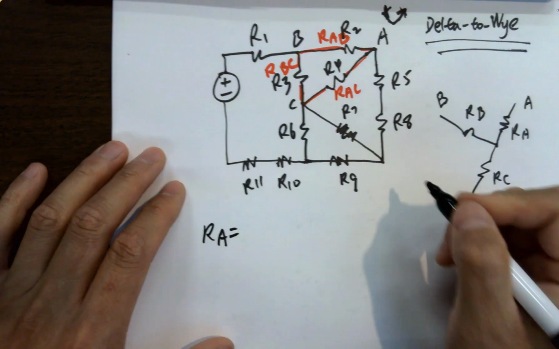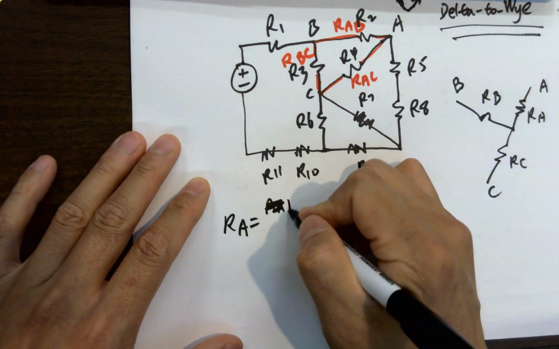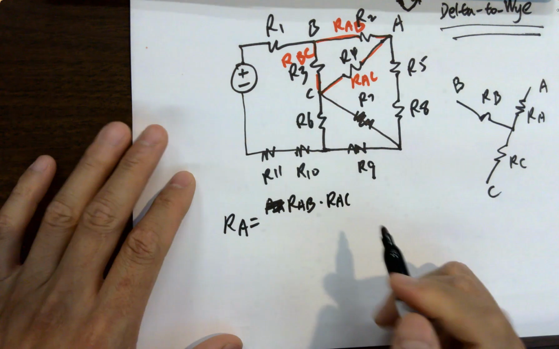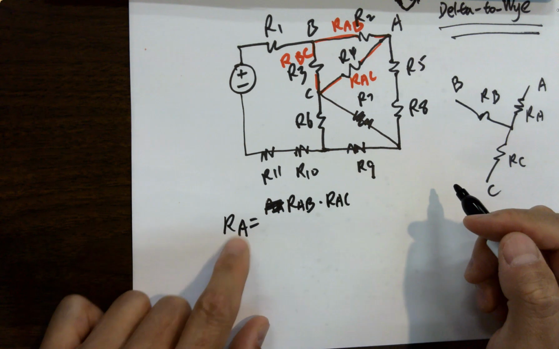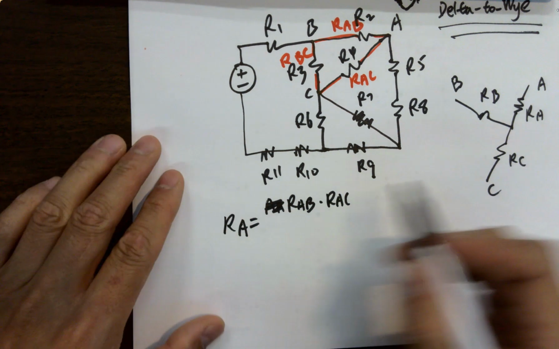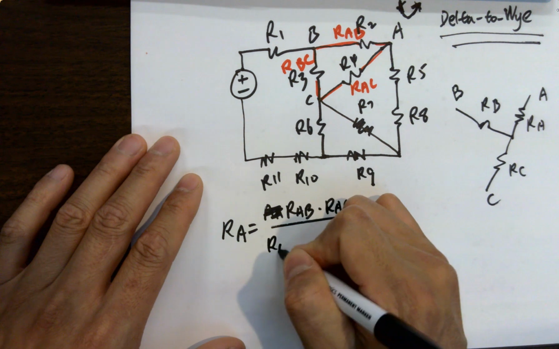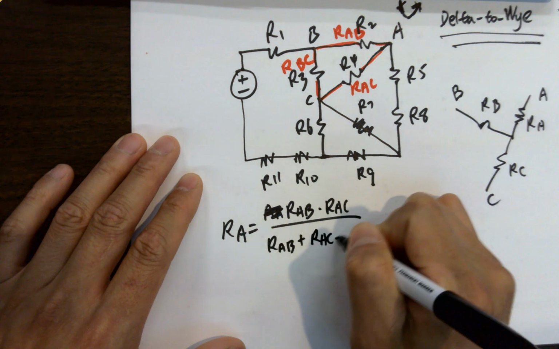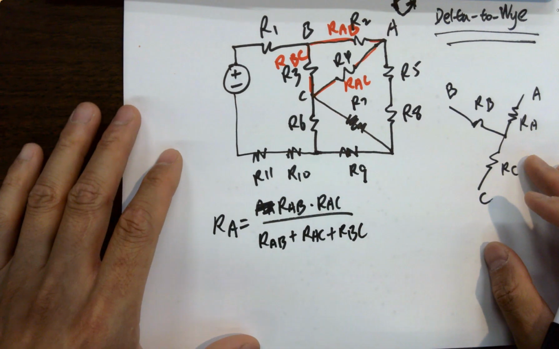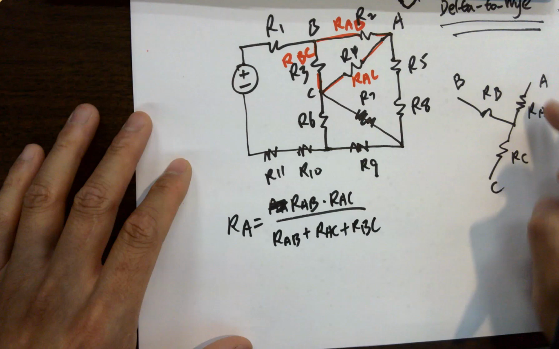RA equals RAB times RAC. So it's basically just the combination of this resistance, RA, with B and C, right? RAB and RAC, divided by the overall resistance of all the three resistances added together: RAB plus RAC plus RBC. You'll have the same denominator for all the resistances, RA, RB, and RC.